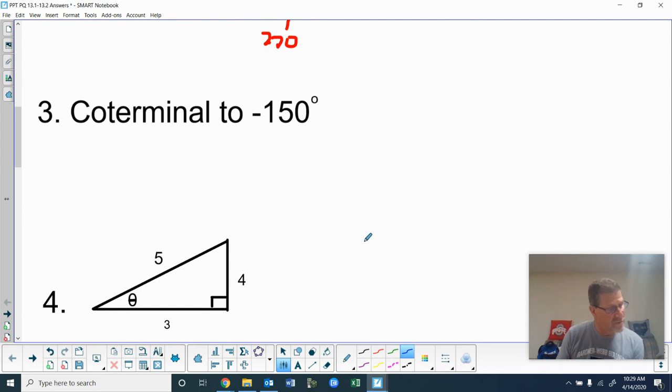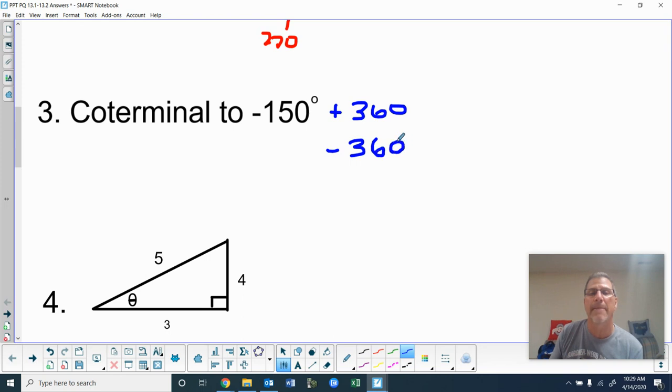We were supposed to say, find the measures of a positive angle and a negative angle that are coterminal with negative 150 degrees. So all you do is you add 360, and you subtract 360 from that, and you'll get a positive coterminal angle and a negative.